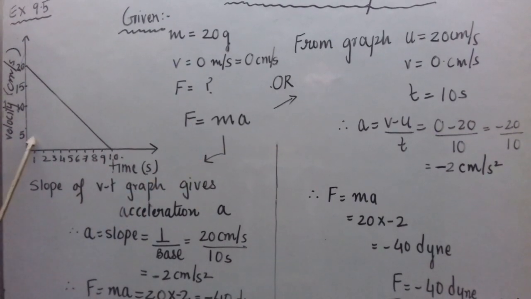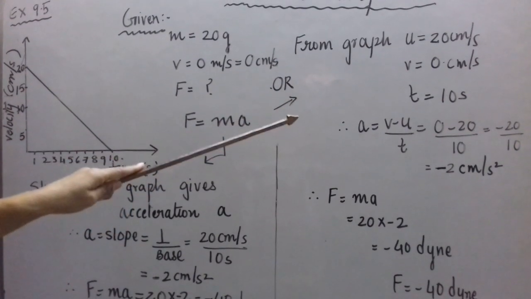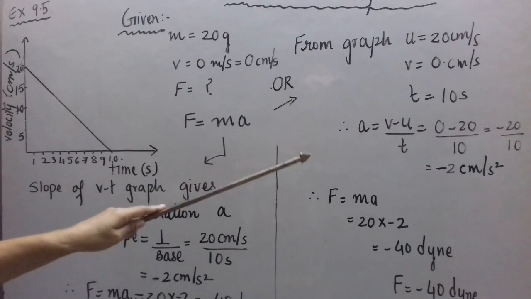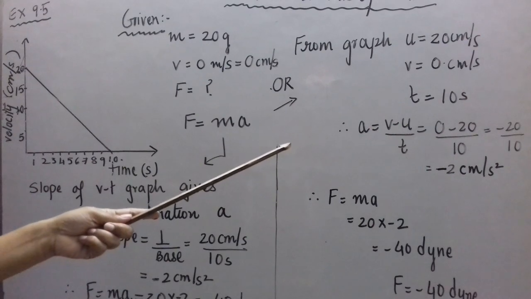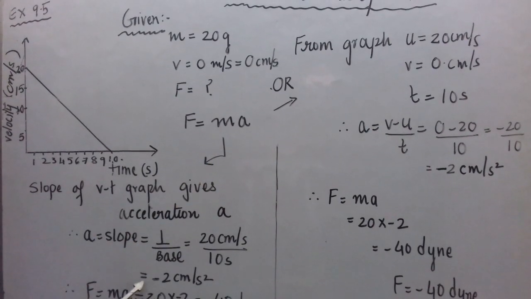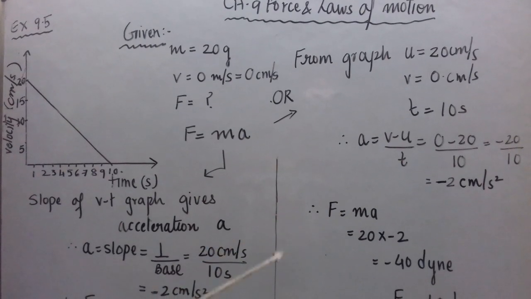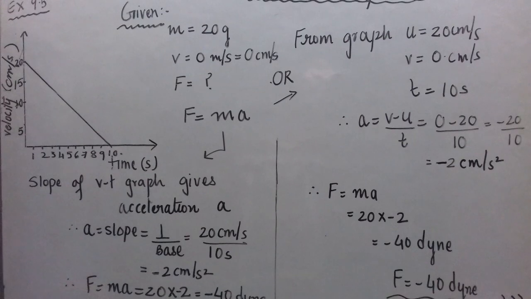So from the graph, we have got the values of u, v and t. So acceleration is by definition v minus u upon t. So we can put the values and again we get the answer for acceleration, which comes out to be the same, minus 2 centimeter per second square. And then by a similar method we can find out the force. I hope this is clear to you.